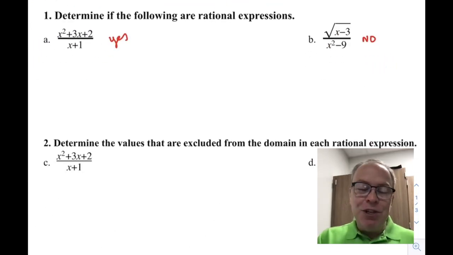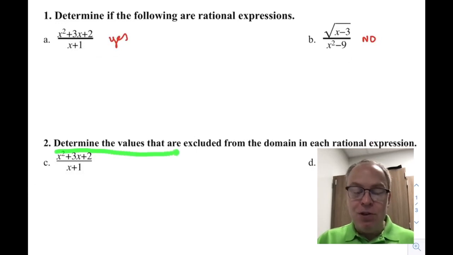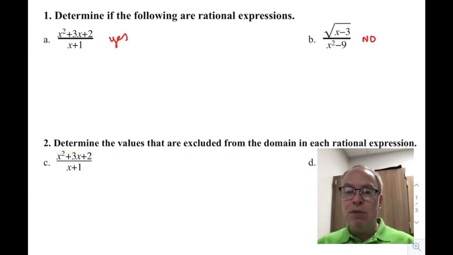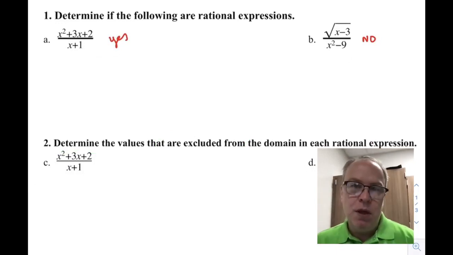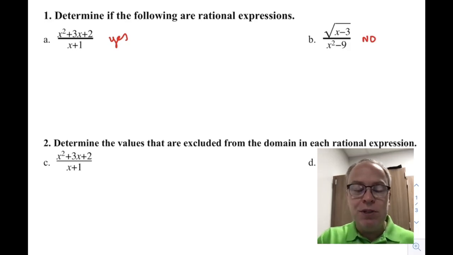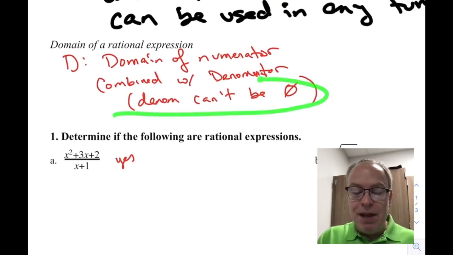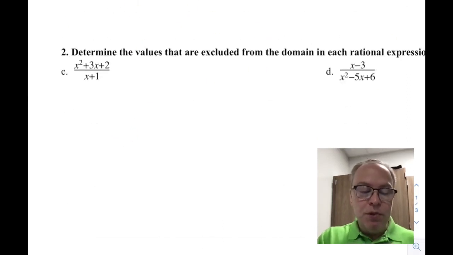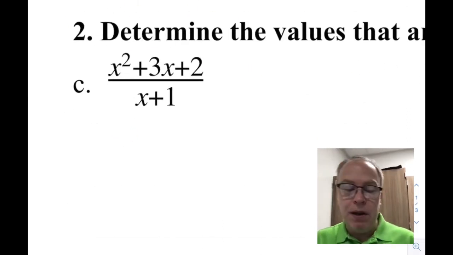Okay. Determine the values that are excluded. Now, what does excluded mean? Excluded means we need to leave them out. I like to call them my problem children. They're numbers that cause the denominator to be 0, because we said up here the denominator on these things cannot be 0. So let's look at this example here.